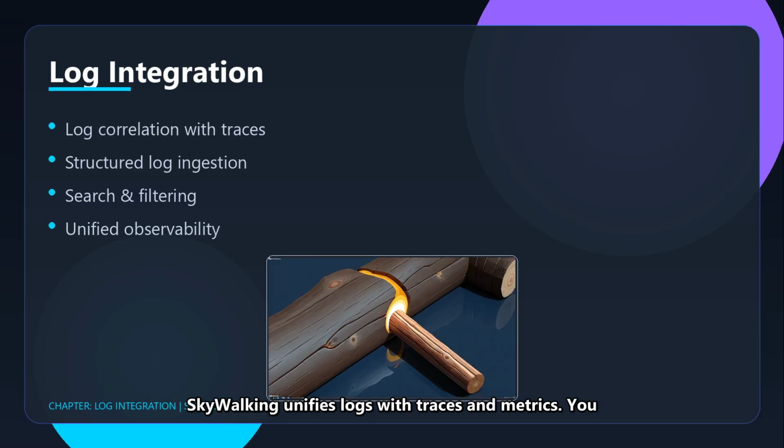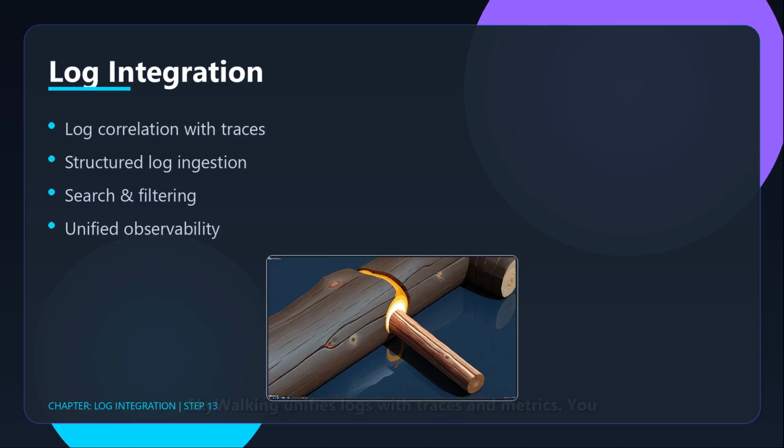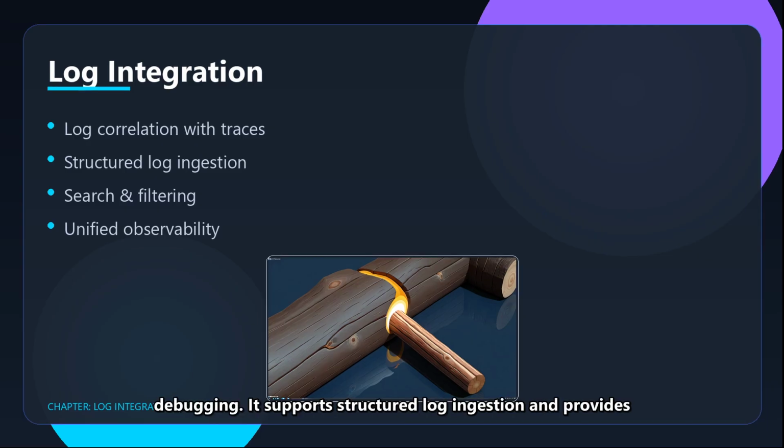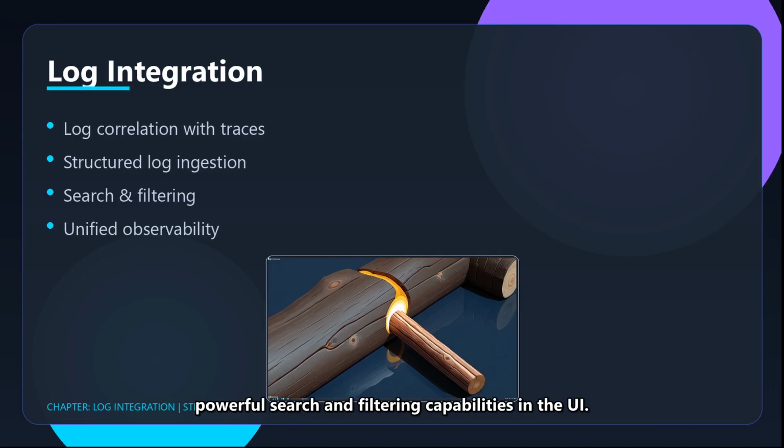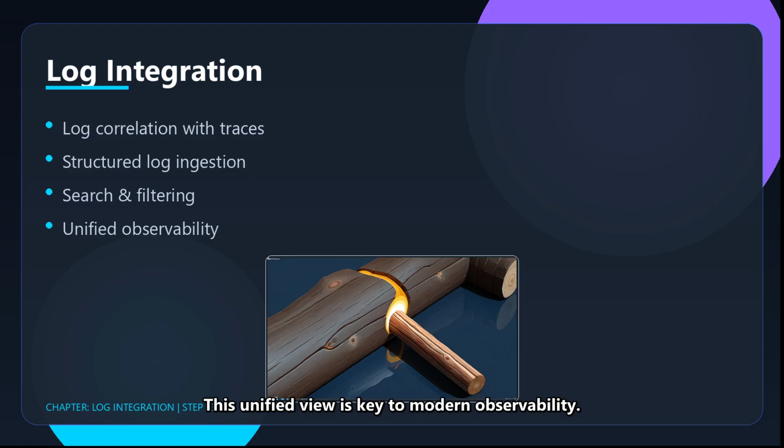SkyWalking unifies logs with traces and metrics. You can correlate logs with specific traces for faster debugging. It supports structured log ingestion and provides powerful search and filtering capabilities in the UI. This unified view is key to modern observability.